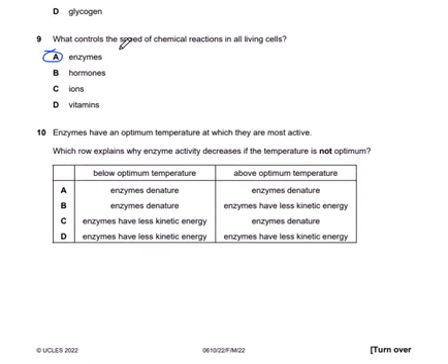Which row explains why the activity decreases if the temperature is not optimum? If it's below optimum, the enzyme will have very low kinetic energy, so they won't collide as often, right? So they don't denature. They only slow down. If it's more than optimum, they denature and the active site changes shape, so that makes it not complementary for the substrate.